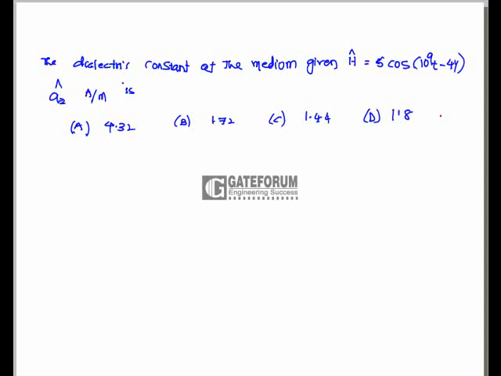Strength of the medium given H is equals to 5 cos of 10 power 9 t minus 4y. Here omega is 10 power 9 and beta is 4. V is nothing but omega by beta, that is 0.25 into 10 power 9. That is 2.5 into 10 power 9 meters per second.